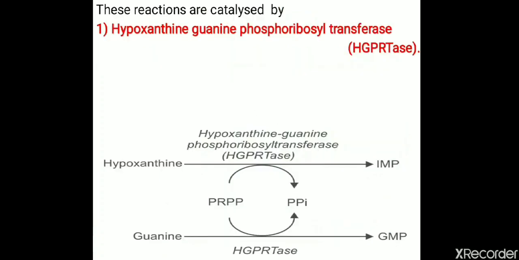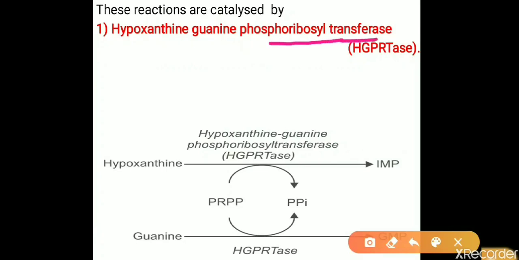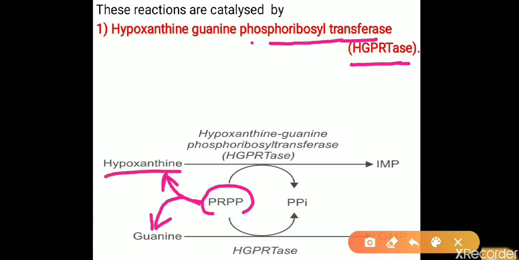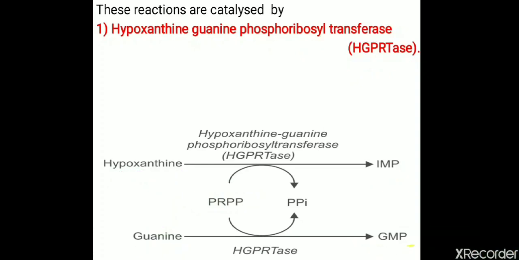So coming to the reaction, regarding phosphoribosylation reaction, this reaction is mediated by an enzyme known as hypoxanthine guanine phosphoribosyl transferase or HGPRTase, because this enzyme catalyzes the transfer of ribose 5-phosphate from PRPP to two molecules. One is to the hypoxanthine, also to the guanine. So by receiving this ribose 5-phosphate, hypoxanthine is converted into their corresponding nucleotide, that is IMP, inosine monophosphate. And by receiving this ribose 5-phosphate, guanine is converted into GMP, that is guanosine monophosphate.